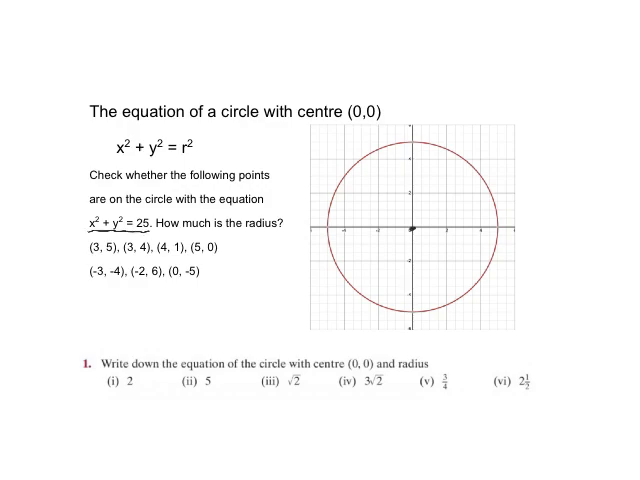X squared plus y squared equals 25. So we remember the 25 is r squared. That means if r squared is 25, that means r is 5 centimeters. And we can see it on the coordinate system here. So it goes across 5 units. So we can use this equation to check whether certain points are on the circle.